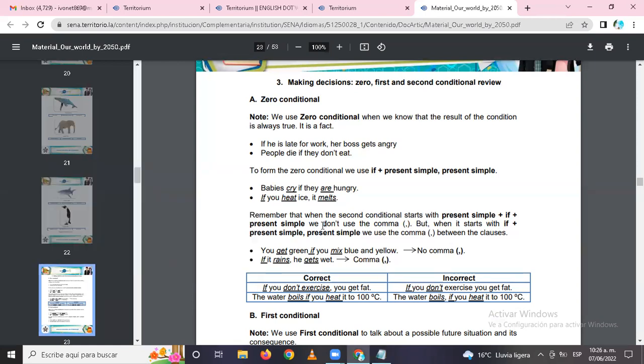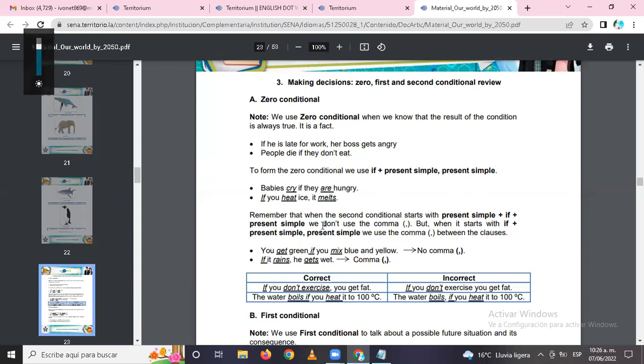Note, we use zero conditional when we know that the result of the condition is always true. It is a fact. If he is late for work, her boss gets angry. People die if they don't eat. To form the zero conditional, we use present simple, present simple. Babies cry if they are hungry. If ice heats, it melts.